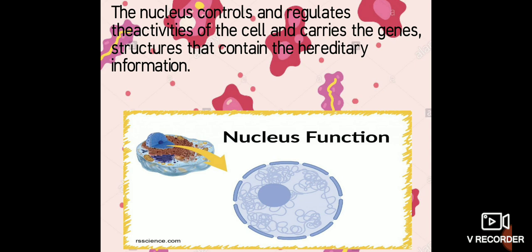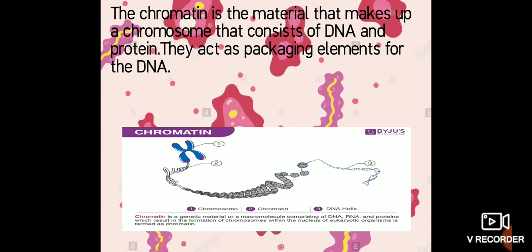And we have the nucleus. The nucleus controls and regulates the activities of the cell and carries the genes' instructions that contain the hereditary information. And the chromatin. The chromatin is the material that makes up a chromosome that consists of DNA and protein. They act as packaging elements for the DNA.